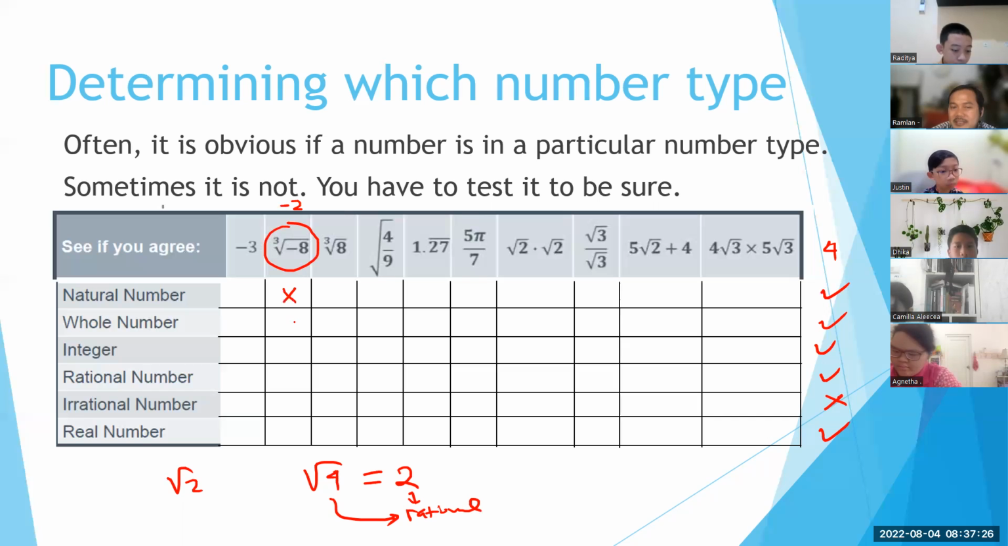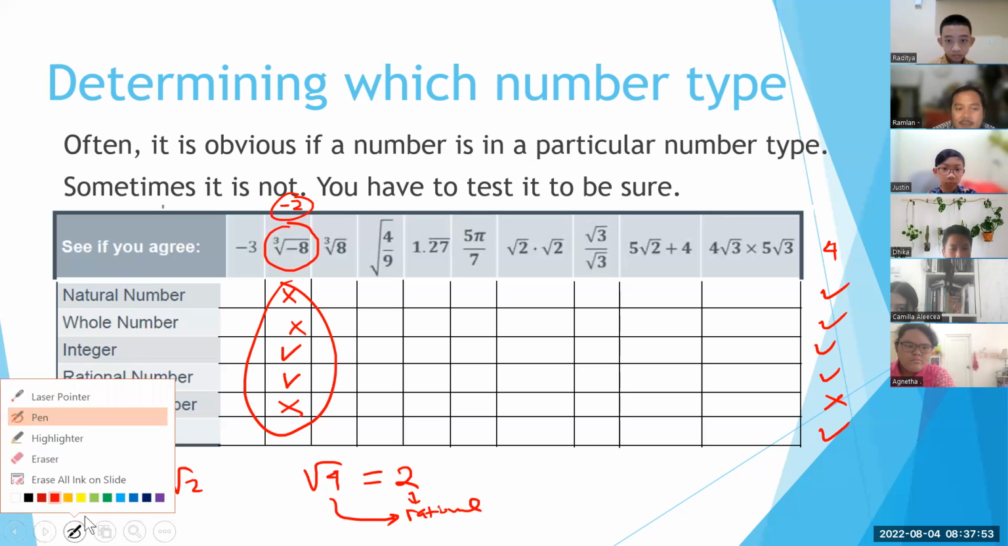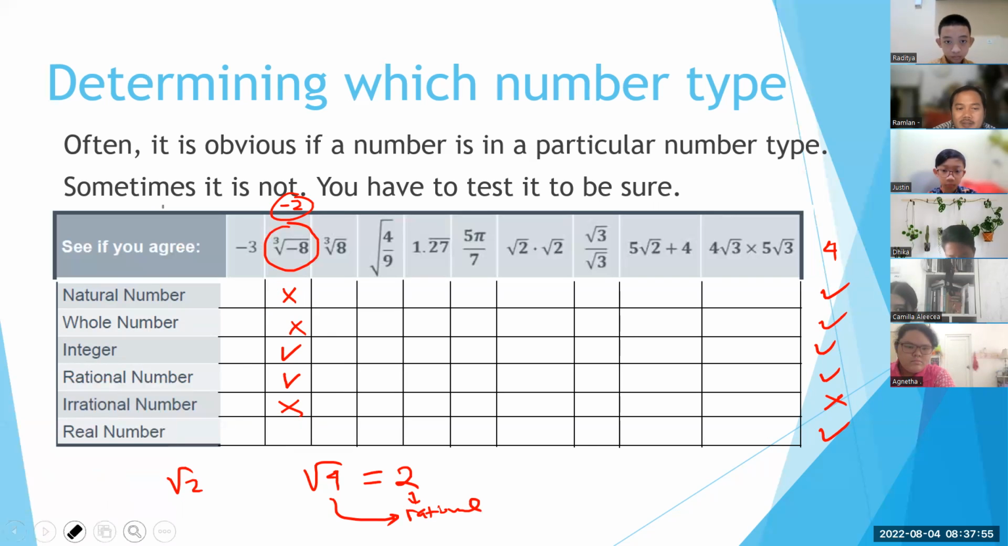Masuk whole number gak guys? Negative 2 ya, kita fokusnya ke negative 2 aja. Masuk nggak? Enggak. Nggak juga dong ya, karena kan negatif ya. Integers masuk nggak? Iya. Ya, betul. Berarti kalau dia integer, dia udah pasti rational number, benar ya? Iya. Ya, oke. Kalau dia rational, berarti dia nggak mungkin irrational. Ya kan? Terus kalau salah satu aja dari kelima ini, kalau ada satu yang di checklist, berarti udah pasti dia real number, ya kan? So the last one will be checklist like this.